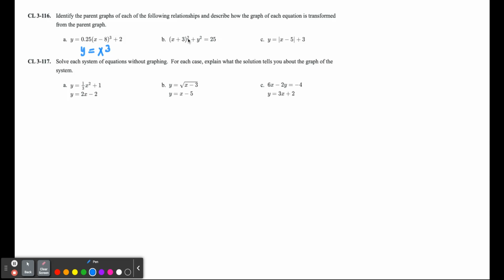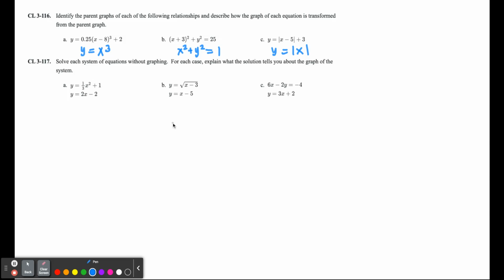This one's a circle because you have an x squared and a y squared, so it's x squared plus y squared. And the normal parent graph of a circle has a radius of 1. And then here, x has absolute value around it, so the parent graph is y equals absolute value of x.